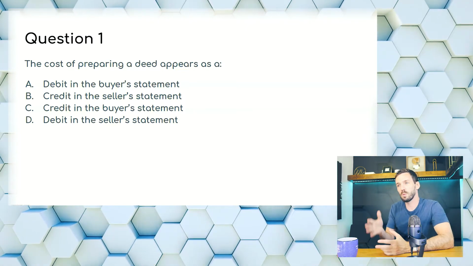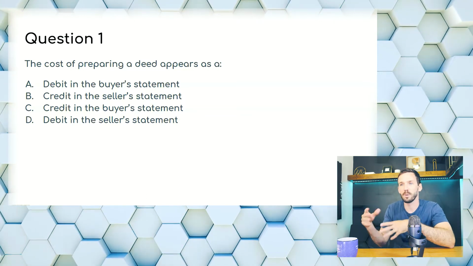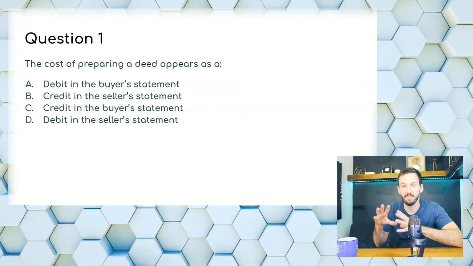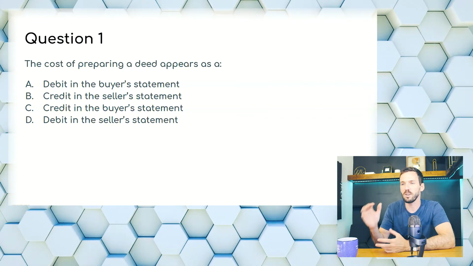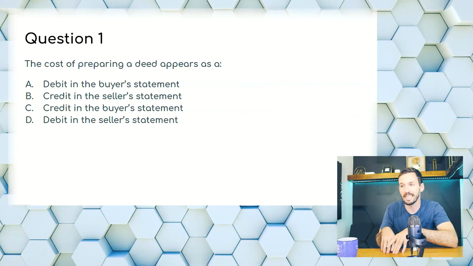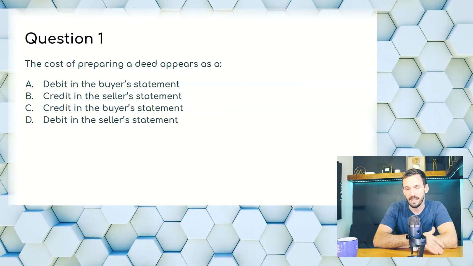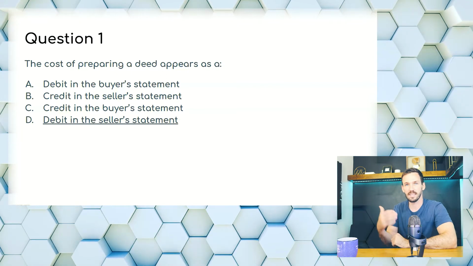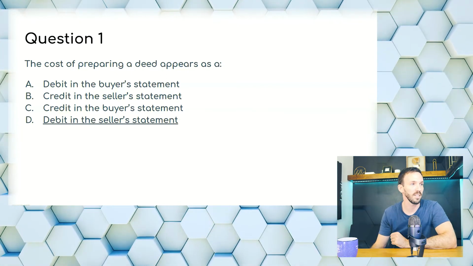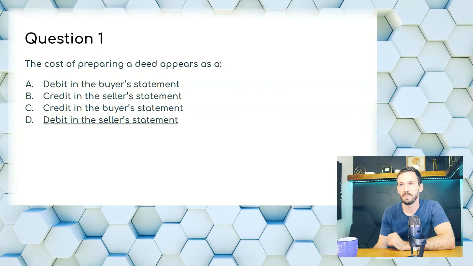So a lot of the questions will come from the closing disclosure where it really divvies out the buyer and seller's fees, right? So it's hard to explain the logic on some of these, but you'll have to know the seller pays to prepare the deed. Therefore, it's a debit on the seller statement because the seller is paying for it. The debit, it's coming out of it. So answer is D, debit in the seller statement.